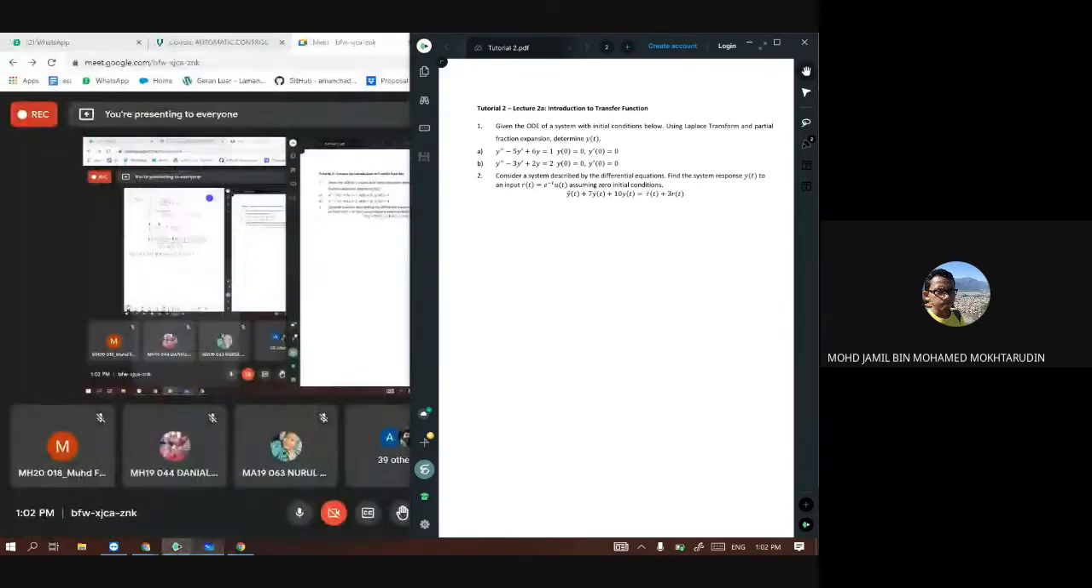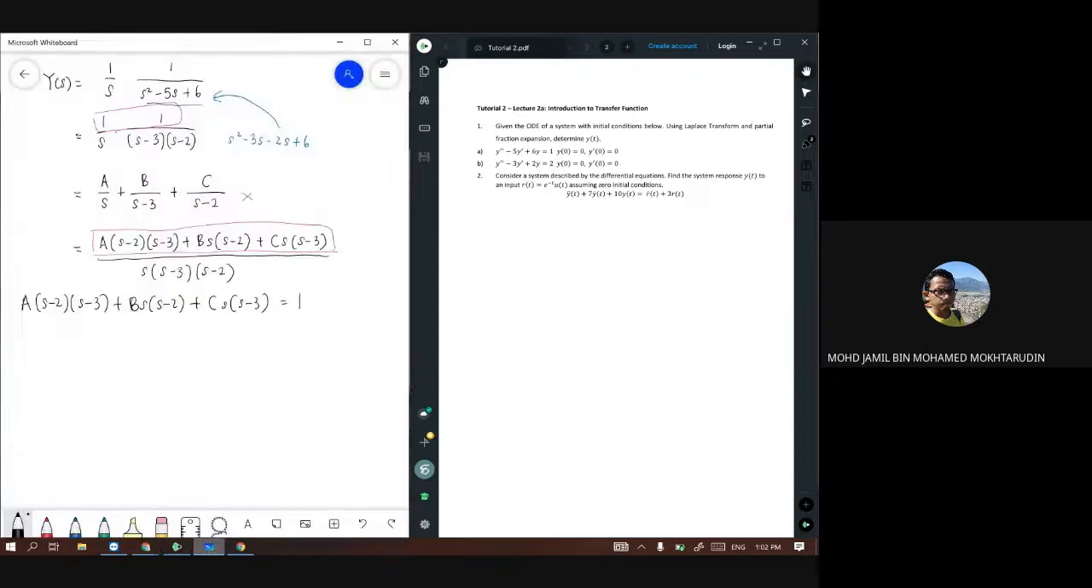Okay, so to find value of A, you need to substitute s. So let's say we use s equals 0. So when we use s equals 0, then this becomes 0. And this also becomes 0. So we only have the first part here, A only. So you get A, substitute with 0, you get -2 and -3 equals 1. So you get A equals 1/6.